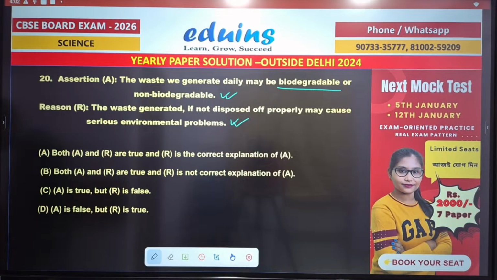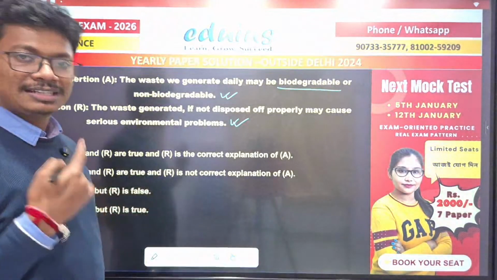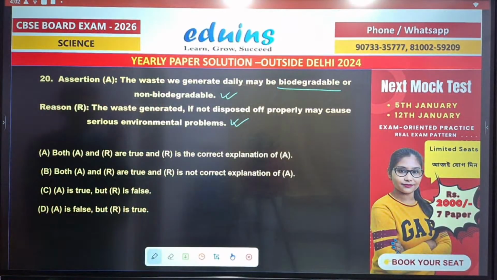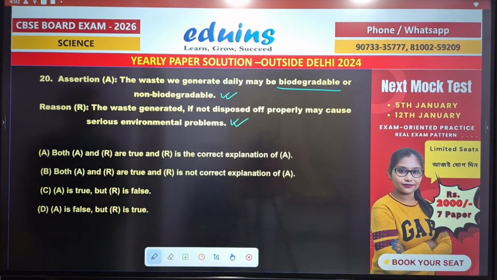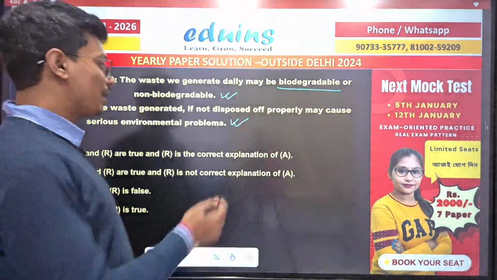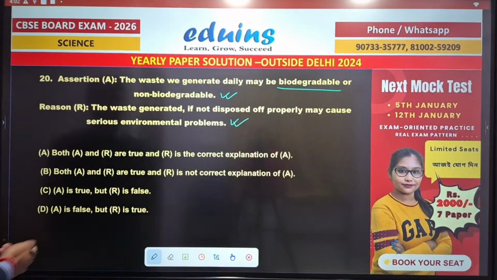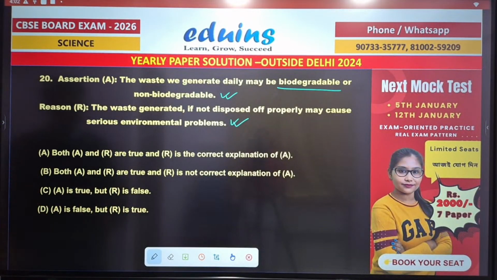Okay, Satyajit also answered option B. Assertion and reasoning both are correct, but the reason given, that the waste generated if not disposed of properly may cause serious environmental problems, is not the correct explanation of the assertion. So option B is the correct answer. Yes, Arjun, option B is the correct answer.